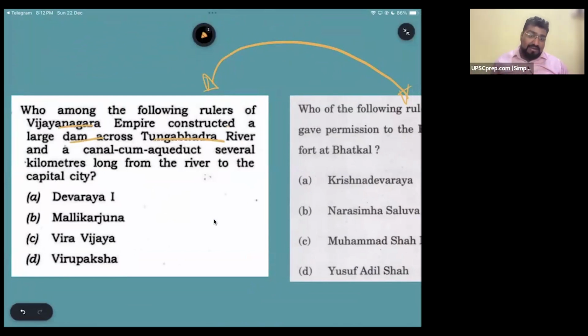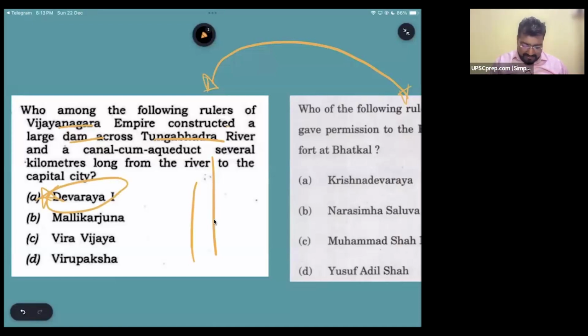If you are not aware, if you haven't read it anywhere in any book, do not guess. I would advise you to skip. I am teaching these concepts. Vijayanagara Empire is very important from the syllabus point of view, from your prelims point of view. The answer is Devraya 1. We have discussed these things in the lecture.